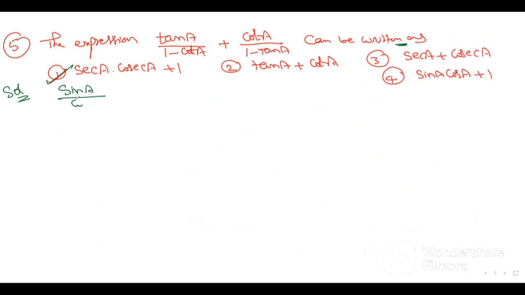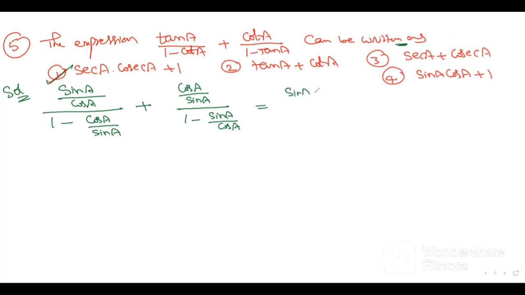Sin A by cos A is whole divided by 1 minus... Okay, we have formula cot A is cos A by sin A. Plus here cot A is cos A by sin A by 1 minus tan A, we have formula sin A by cos A. Here after LCM, what is LCM here? Denominator LCM is sin A. Sin A by cos A. Sin A by cos A. Here LCM is (sin A minus cos A) by sin A.